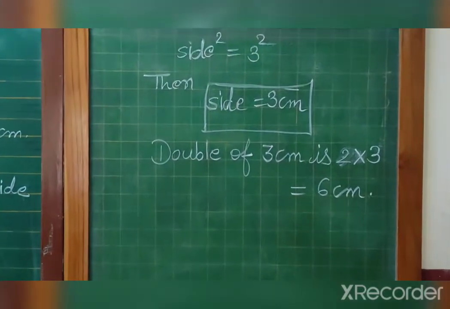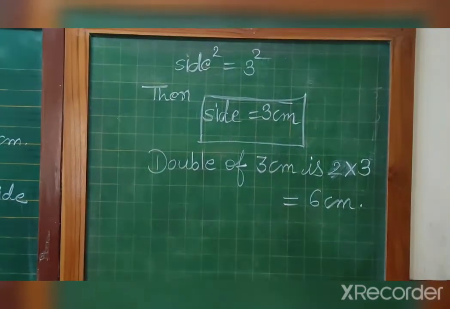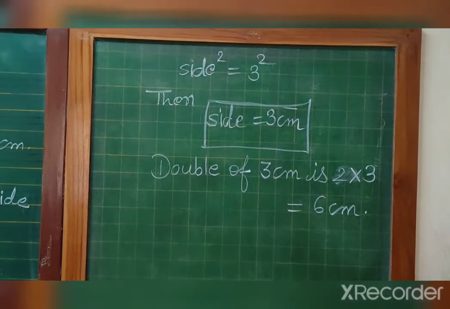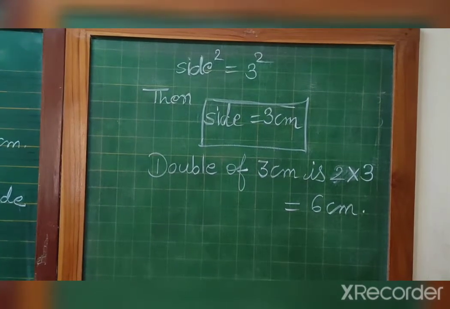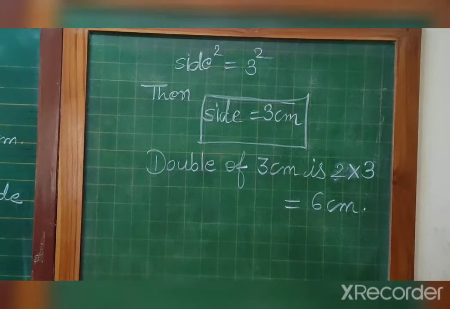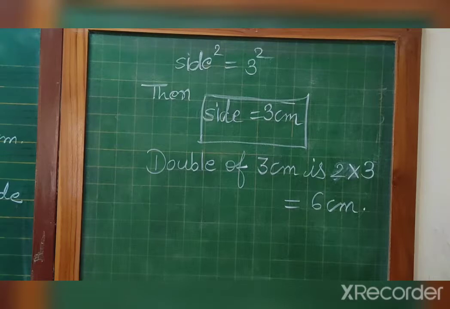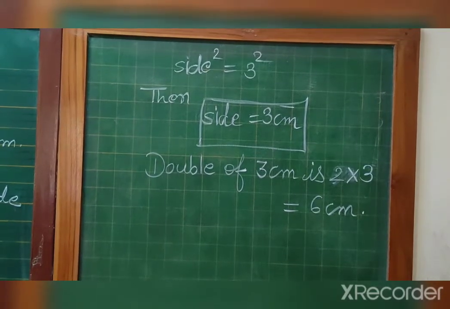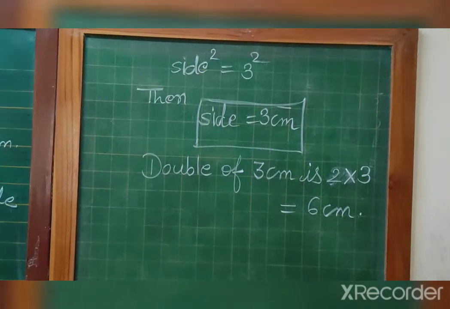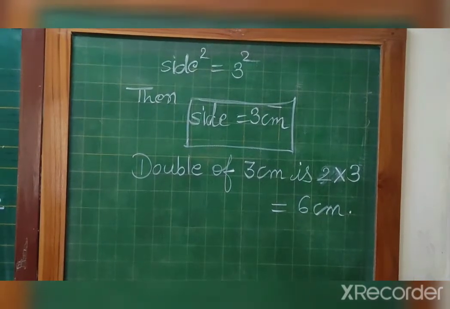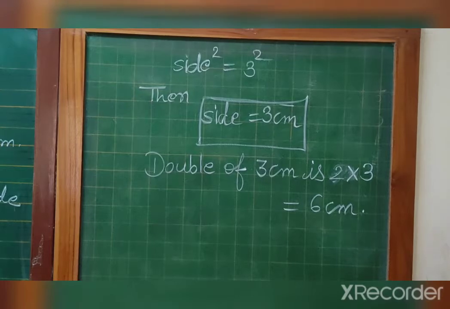What is the perimeter of the first square? Perimeter means 4 into side, so you will multiply the side by 4. And if they are asking the perimeter of square B, so 4 into side, 4 into 6 centimeter. 4 into 6 means 24 centimeter. You will do this, and the fill in the blanks you will send on my personal WhatsApp number. Then you will copy. First I will check.